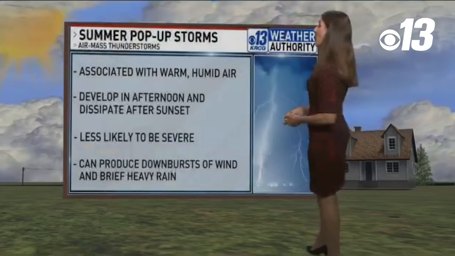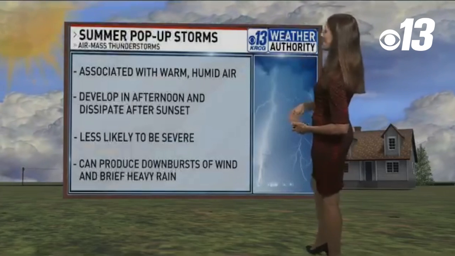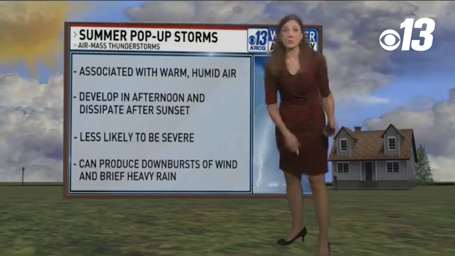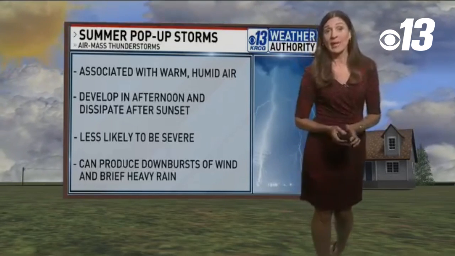So for those summer pop-up storms, they are associated with the warm, humid air. Now, they're less likely to be severe, but sometimes they can produce some strong downbursts of wind and locally heavy rain.